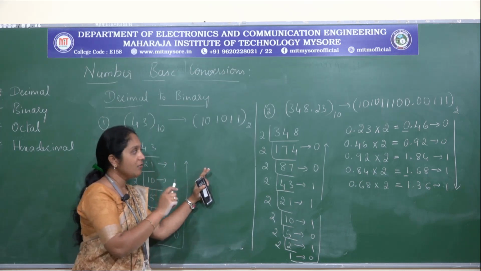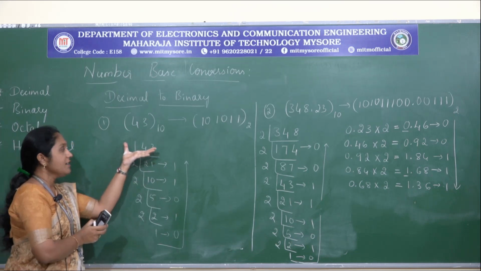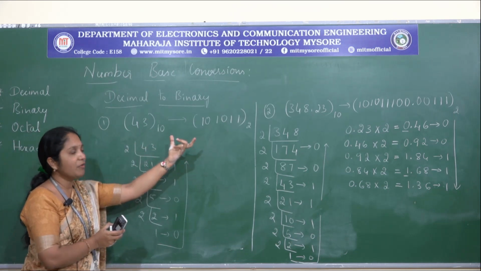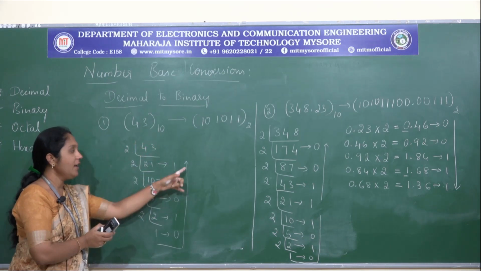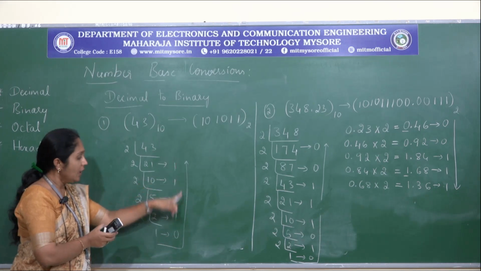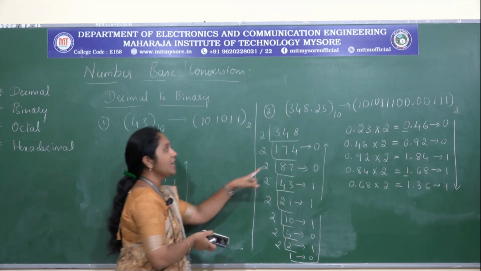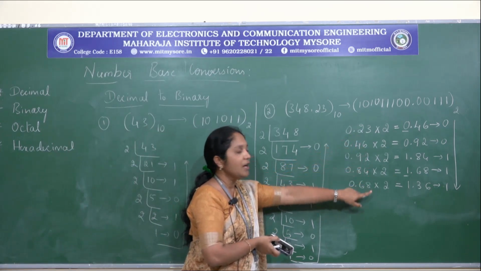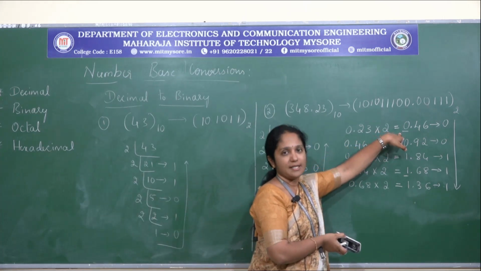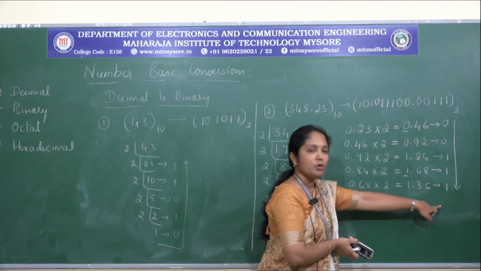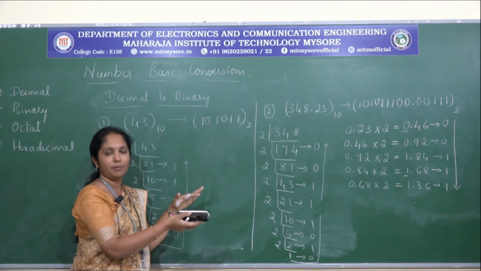This is the way we convert decimal to binary. So remember, you need to successively divide by 2 the digits whatever we have before the decimal point and record the remainders, and read from bottom to top. And in case of the fractional part, you need to multiply by 2 and note down the digit we are going to get before this decimal point, and we need to read from top to bottom. So this is the procedure for converting from a given decimal number to binary.